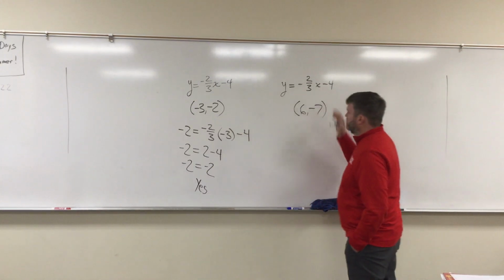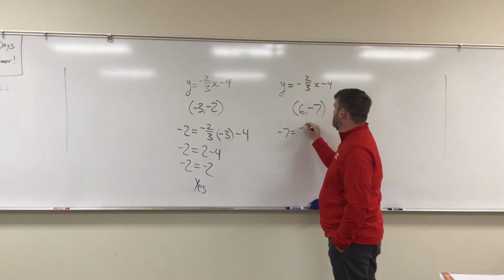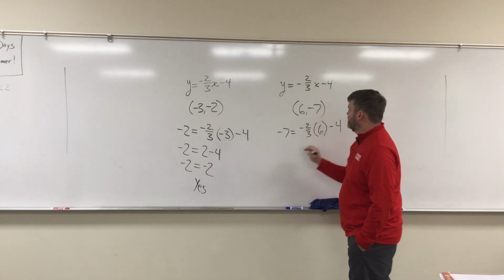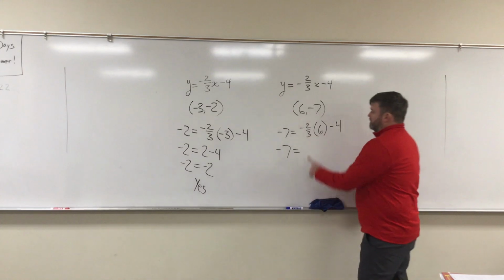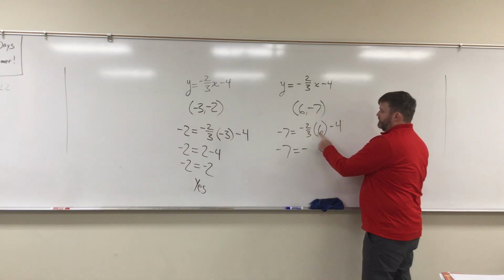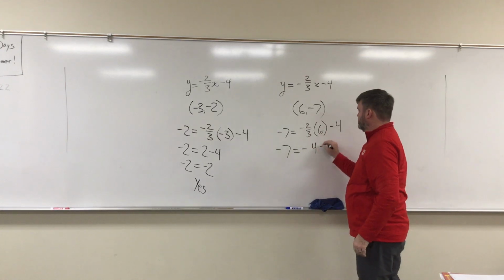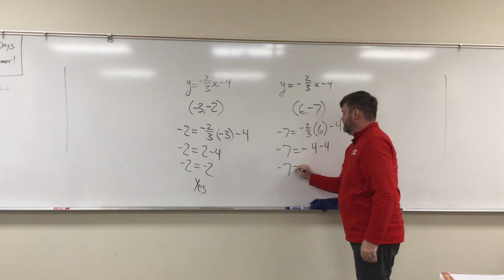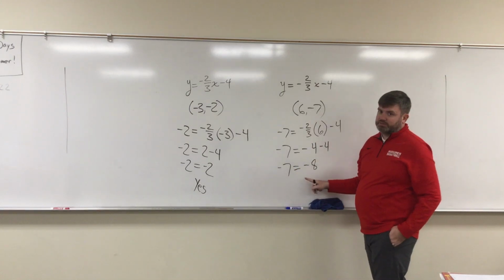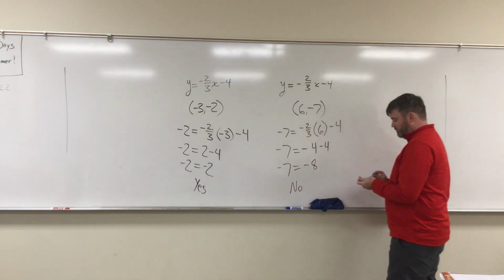We'll see if this one is as well. Y is negative 7, so I have negative 7 equals negative 2/3 times 6 minus 4. I'm taking a negative times a positive, so I'll get a negative. 6 divided by 3 is 2, times 2 is 4. These are same signs, keep and add. I get negative 8. Negative 7 does not equal negative 8. That's a false statement. So no, that is not a point on the line.